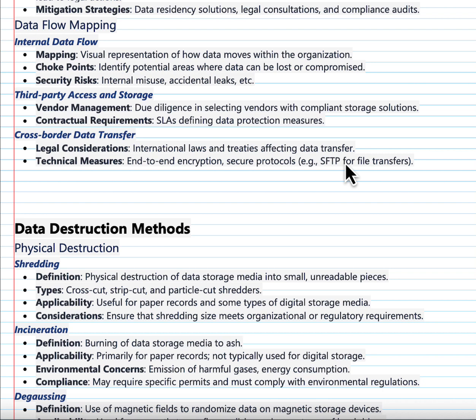Now, typically you could do some sort of SFTP, which is your secure file transfer protocol. You could use IPsec tunnels, but you want to protect the data as it traverses the networks from your network to this other party's network.